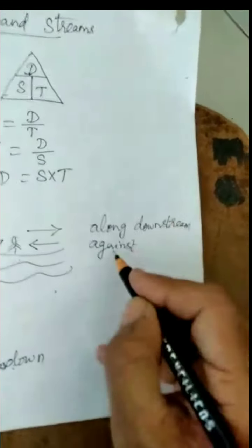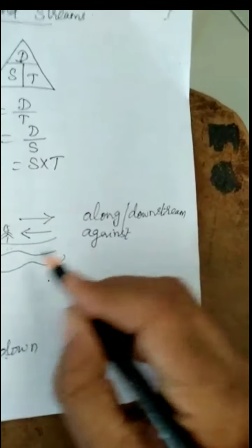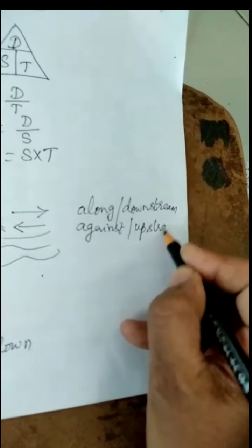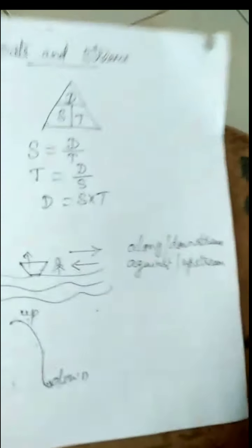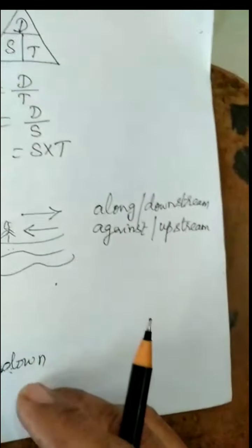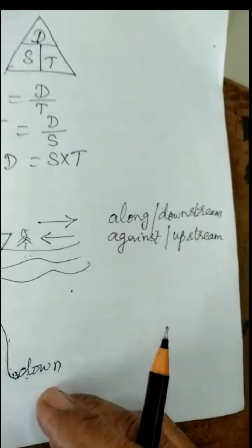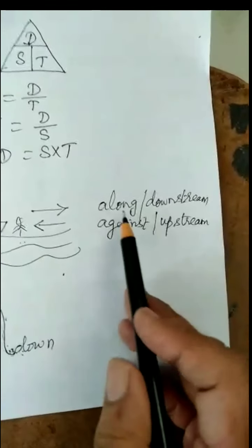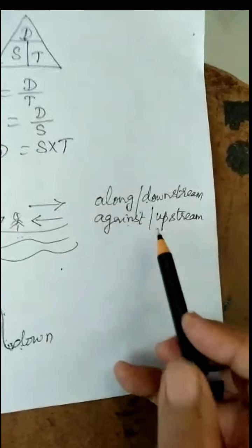And if we are going against the river direction, we say it is upstream. So stream is nothing but the flow of water here. The terms upstream and downstream can also be asked as along the river direction or against the river direction.